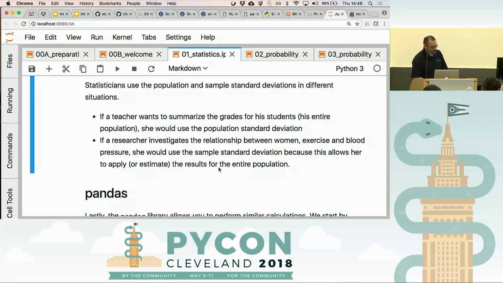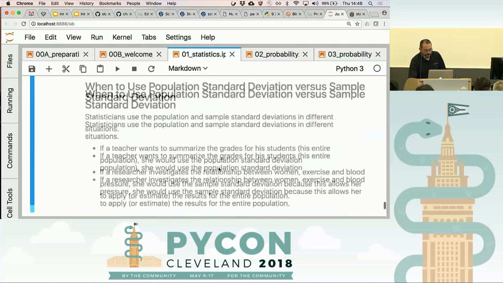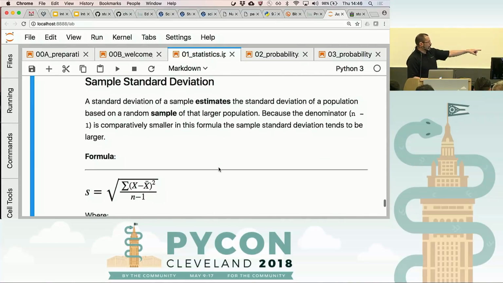All right. Another example, if I'm a researcher and I'm looking at the relationship between women, exercise, and blood pressure, right? I might use a sample standard deviation because I only have a subset of folks that I polled or surveyed or researched on. I don't have all the folks in the world, right? Okay. So that's why we have this difference, because that silly denominator at the bottom is off by a smidge because we're either looking at a sample or looking at a population.